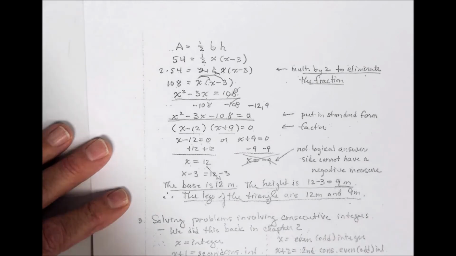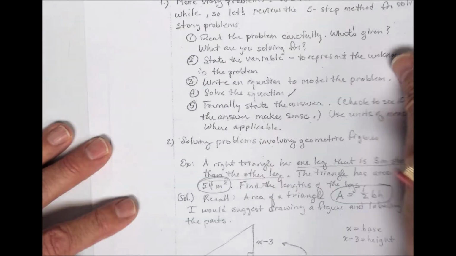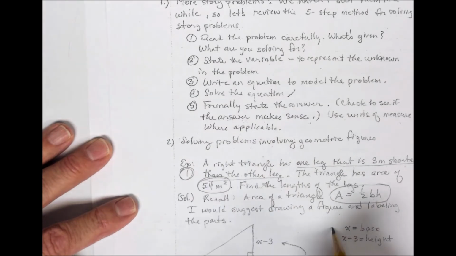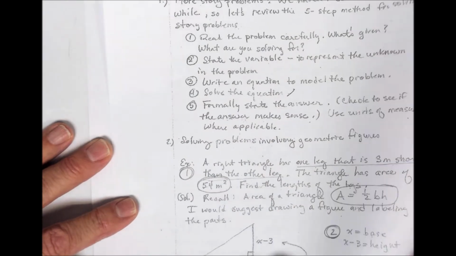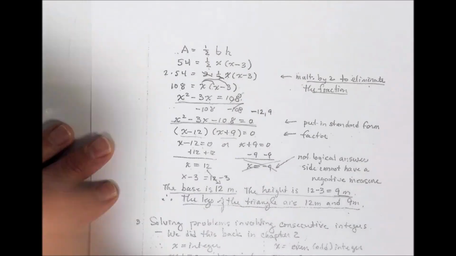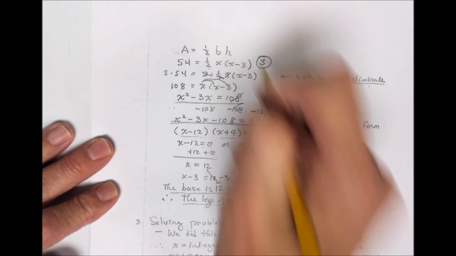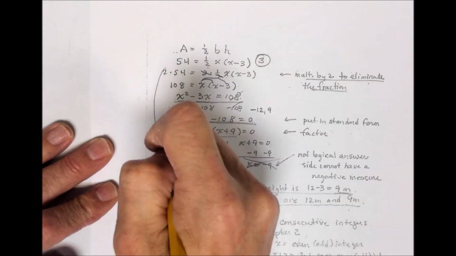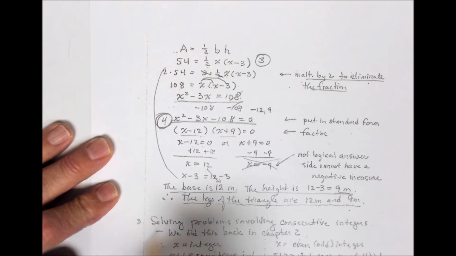So let's go over those steps. 5-step method. First, read it carefully. State your variable. Write an equation that models the problem. Solve that equation. And then formally state your answer. That's the 5-step method. You've got to get used to doing this.